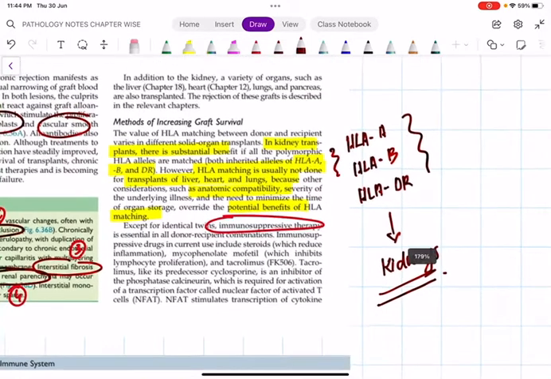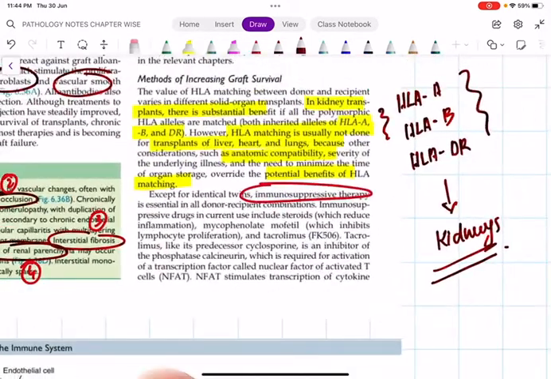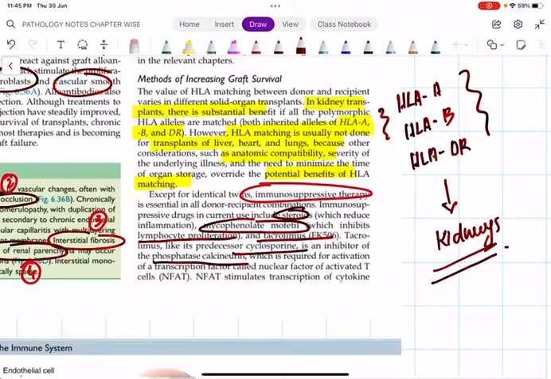Very, very important. What are the immunosuppressive drugs we are using? Number one, steroids, mycophenolate mofetil, okay, which will inhibit lymphocyte proliferation. You can read much more about this in immunomodulators in pharmacology. Tacrolimus, then cyclosporin, it will inhibit what we call the phosphatase calcineurin.